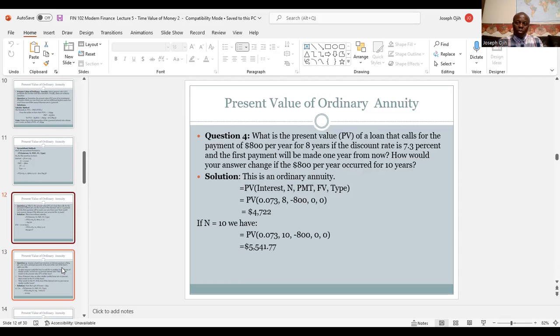Okay, now you're going to calculate it for specific time periods. Again, the interest here is 7.3%, which is 0.073. The number of periods is, it says, a call for the payment of $800 for 8 years. So 8 is the number of periods. We have the payment. PMT is 800. You'll be making $800 per year. That means money leaving your pocket, so negative 800. The next one is future value. It doesn't have a future value, so it puts 0 there. Type is 0.